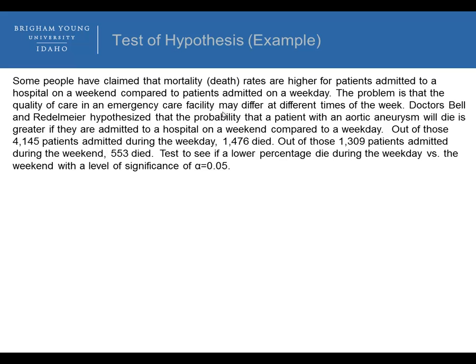Out of those 4,145 patients admitted during the weekday, 1,476 died, and out of those 1,309 patients admitted during the weekend, 553 died. Test to see if there's a lower percentage that died during the weekday versus the weekend with a level of significance of 0.05. So step 1 is state the null and alternative hypotheses. Since we're looking to see if it's a lower percentage, we're going to do a one-sided test here. The null hypothesis, as always, is that the proportions are equal, and the alternative is that it's less than. Step 2 and step 3 is get the test statistic and the p-value.